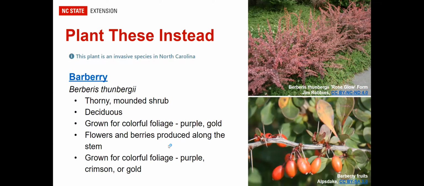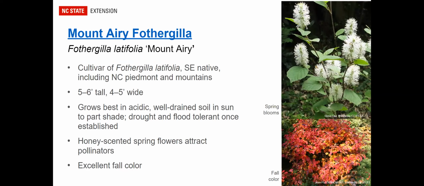So if you have barberry and you want to replace it, especially if you're looking for foliage color, some options would include Fothergilla, particularly this variety Mount Airy, which is a selection of the species Fothergilla latifolia, native to the Southeast, and in North Carolina we find it in the Piedmont and the mountains. But this grows also well in our coastal plain. And it has particularly brilliant and quite reliable fall color, even in the coastal areas. So this would be something that would especially give you nice fall color.